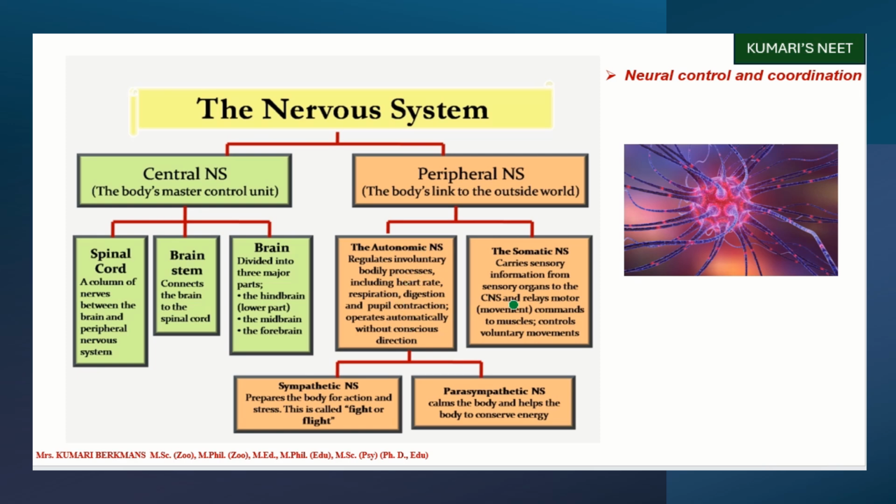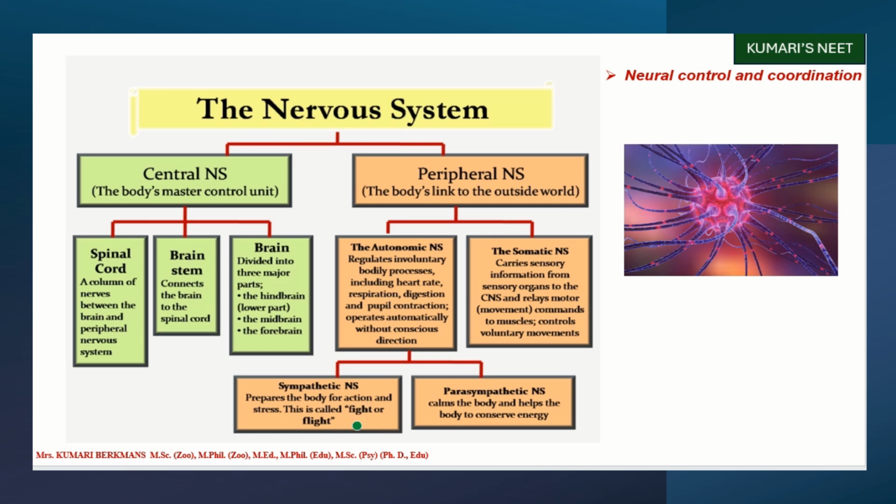If you come to the somatic nervous system, I told you already, the skeletal muscles are under the control of the somatic nervous system. This autonomic system is again divided into sympathetic and parasympathetic. What is the function of the sympathetic? It prepares the body for action and stress. This is called fight or flight.